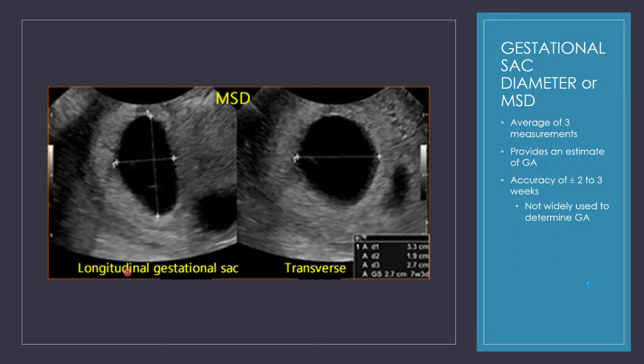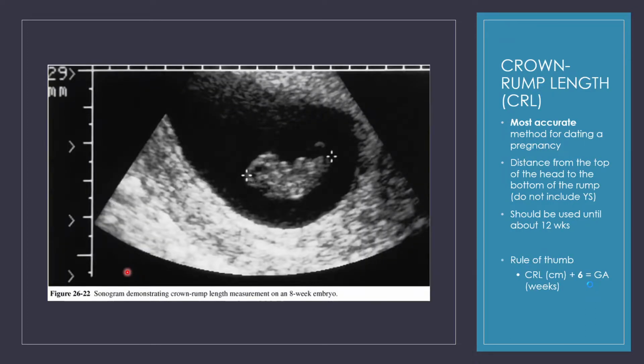But again, this mean sac diameter measurement, it's not widely used to determine gestational age because the crown rump length that we're going to talk about now is the most accurate method for dating a pregnancy. Okay, this is more accurate than even the last menstrual period, as long as you measure it correctly. So it's really important to pay attention to the lengthening out of the embryo so that you can place the calipers on the right portions.